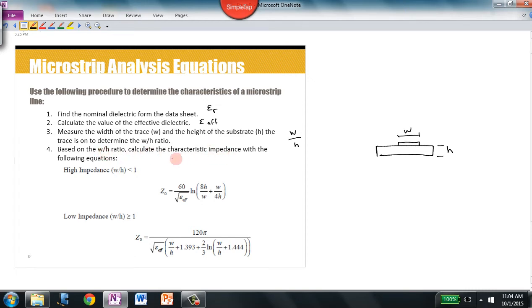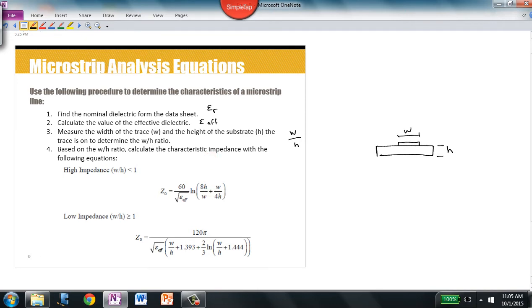Based on the W to H ratio, we can calculate the characteristic impedance Z0 of the transmission line using one of these two equations. If W divided by H is less than 1, we're in the high impedance regime, and we use the equation here. And if W divided by H is greater than 1, we're in the low impedance regime, and we use the equation here. You can see that the only numbers that are necessary for both of the equations are the effective electric permittivity, the height of the substrate material, and the width of the signal trace line. So although the formulas are different in both of the cases, the inputs to the formula, the independent variables in the formula, are exactly the same.